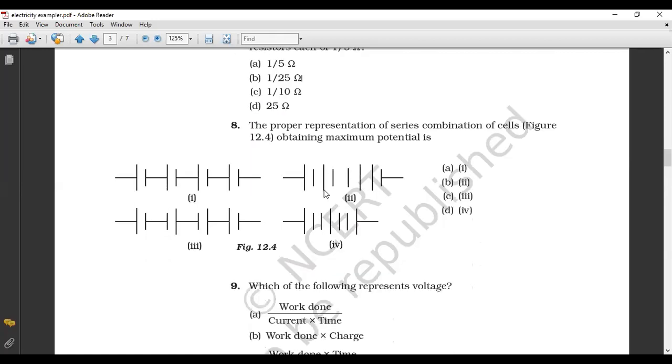Question number 8. The proper representation of series combination of cells, figure number 12.4, obtaining maximum potential is. So इस diagram में we have 4 circuits.